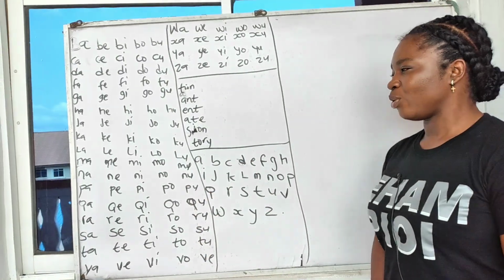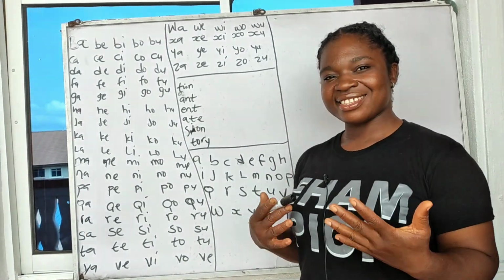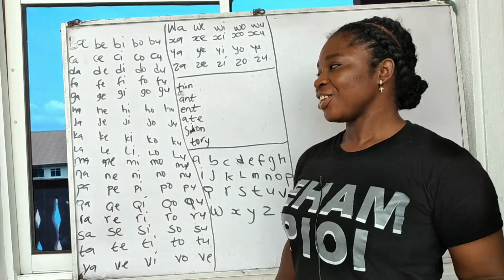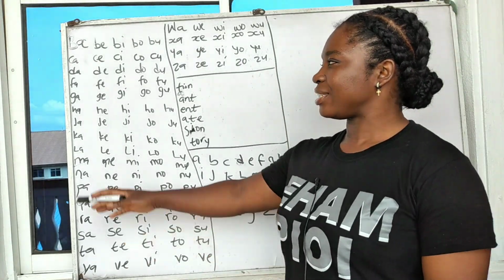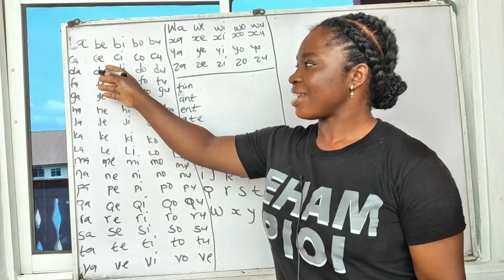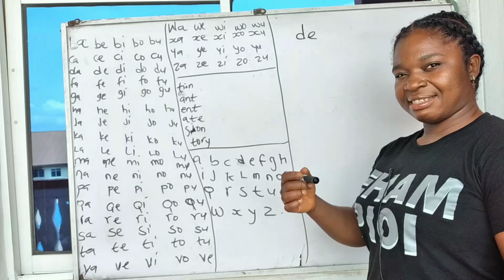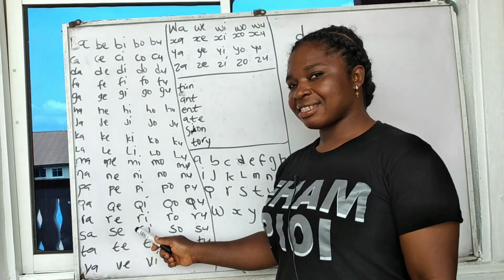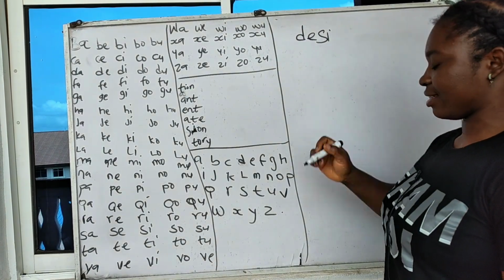So as we have been doing, the very first word I would like to form today is designation. How do we go about it? I just go right here and pick the de. I have da, de. I pick the de, de, si. Okay, I'm going to s, sa, se, si. I pick the c. I have desi.